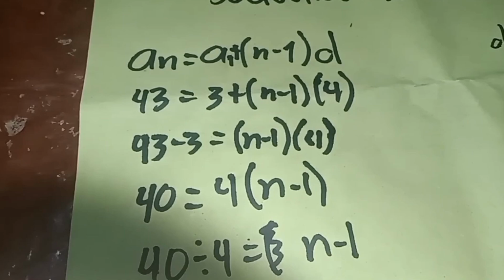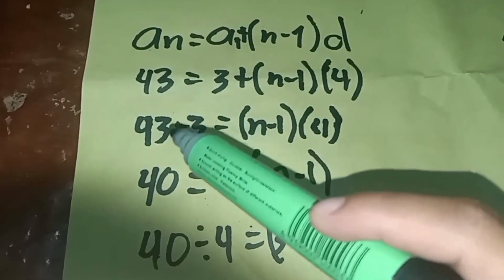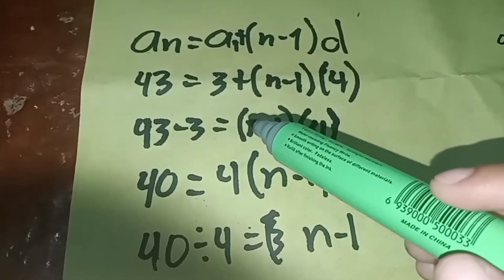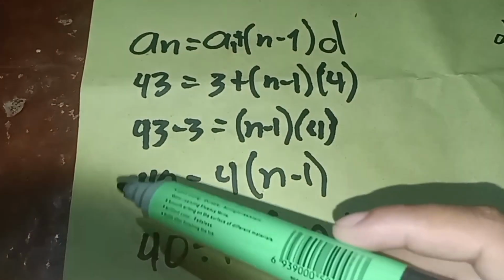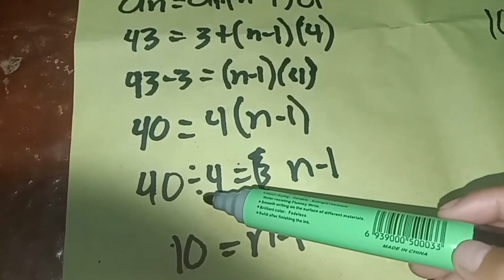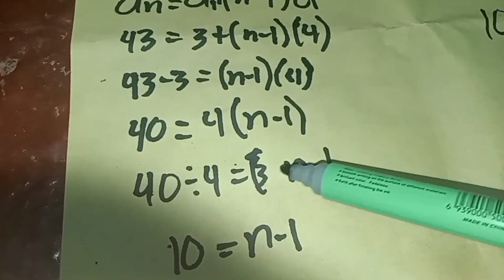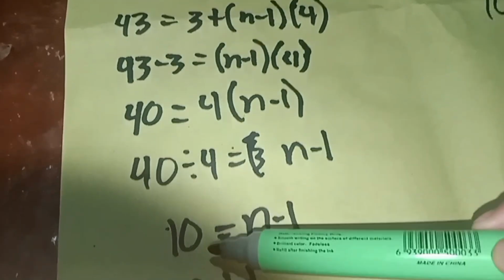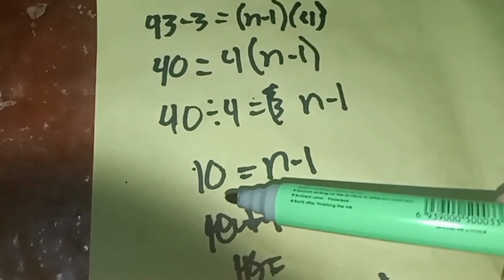The 3 we will substitute. So, 43 minus 3 equals n minus 1 times 4. 40 equals 4 times n minus 1. The 4 we will divide. So, 40 divided by 4 equals n minus 1. 40 divided by 4 equals 10. 10 equals n minus 1. Factoring out n leaves negative 1, so we substitute it as positive 1. 10 plus 1 equals 11.